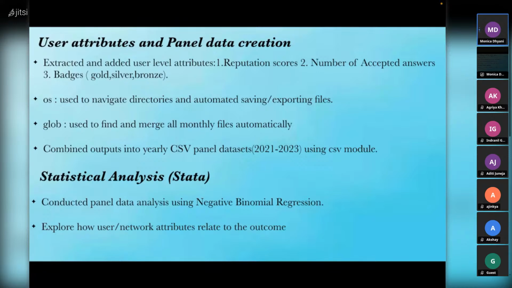So I got 12 GML files. In this way, for 3 years, I got 36 GML files. And then I extracted user attributes like reputation scores, number of accepted answers, and badges also by using these modules that I have already discussed. Then with the help of Stata, I conducted panel data analysis where I employed negative binomial regression because my dependent variable is count data, which is reputation score, that I'll be discussing in later slides in detail.